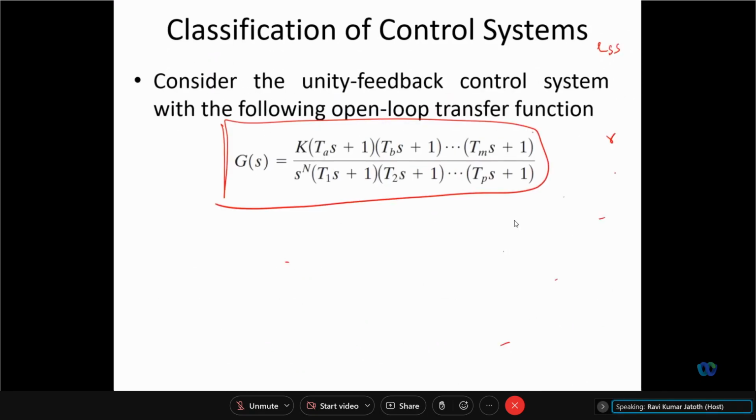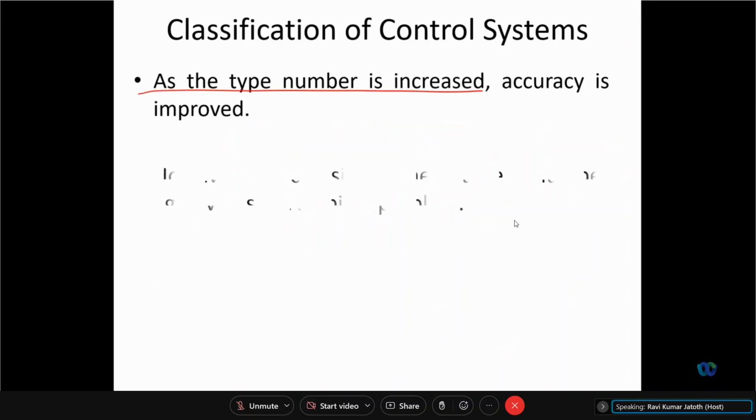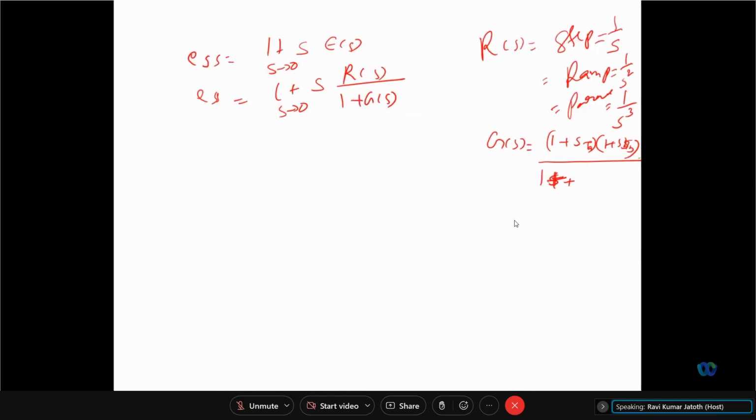Yeah, so 1 by S T1, 1 plus S T2. Which order system is this? The order would be N here, and M zeros here. Generally we try to take N greater than M, then it is called a proper transfer function.